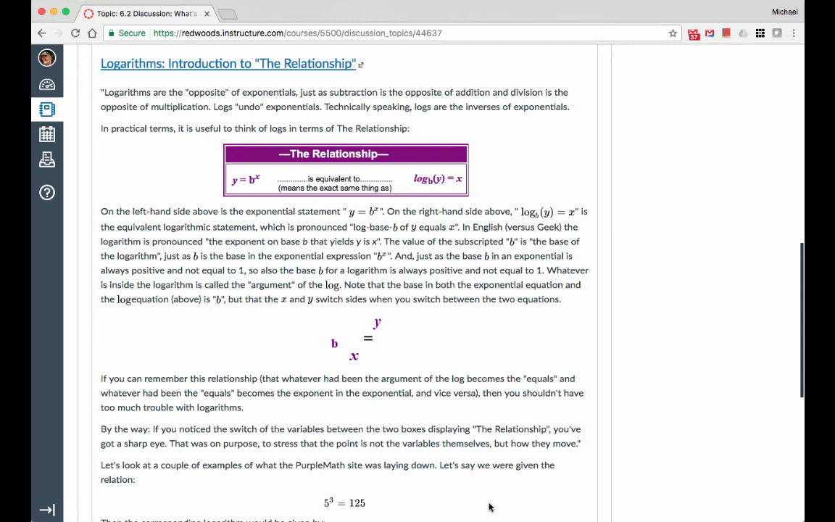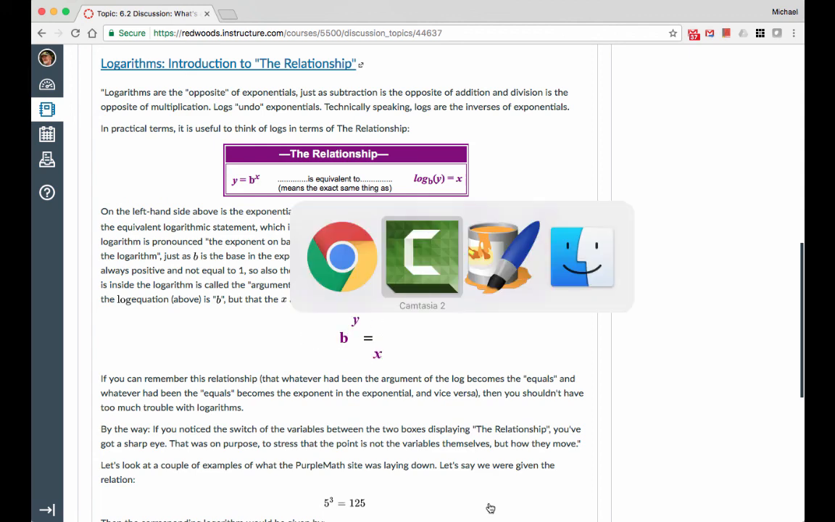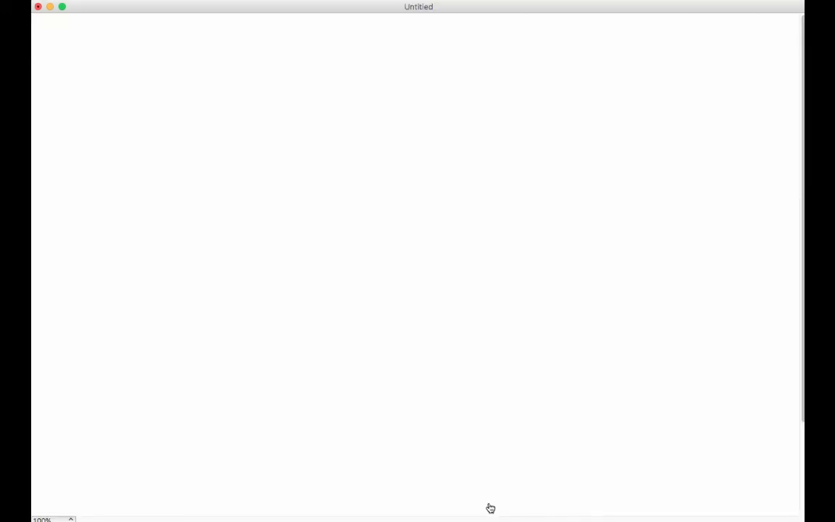Notice that the base b is the same whether you're running in the exponential form or the logarithmic form. But what happens is the x and the y swap places. And you're going to want to remember that relationship. That's going to be extremely important. Okay, let's go work some problems with this. Enough yakking. Let's actually do some problems and see if we can make this make some more sense.